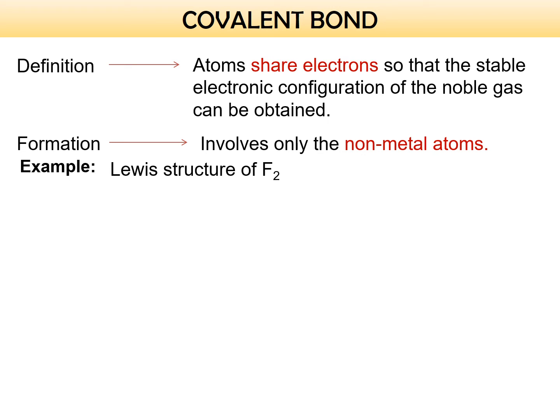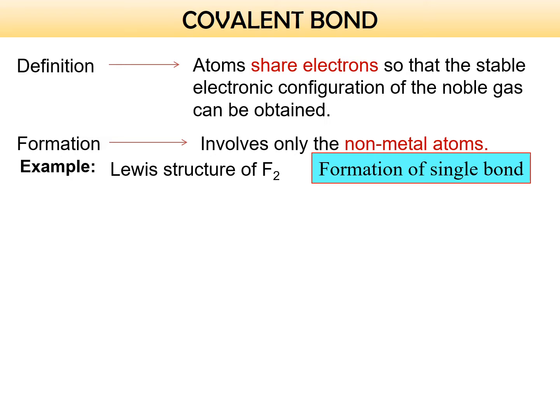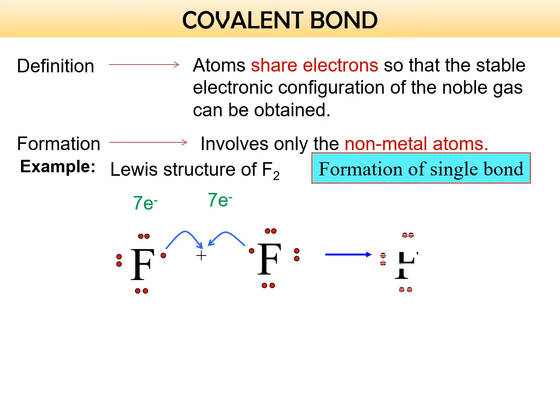Now, consider the case of fluorine, which is found in group 17 of the periodic table. Fluorine has 7 valence electrons and only needs one more in order to have an octet. One way that can happen is if two fluorine atoms make a bond in which each atom provides one electron that can be shared between the two atoms. The resulting molecule that forms is F2.